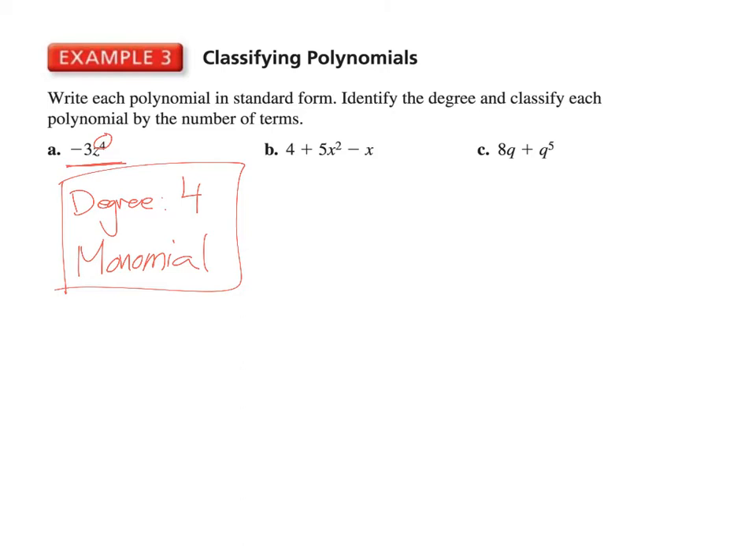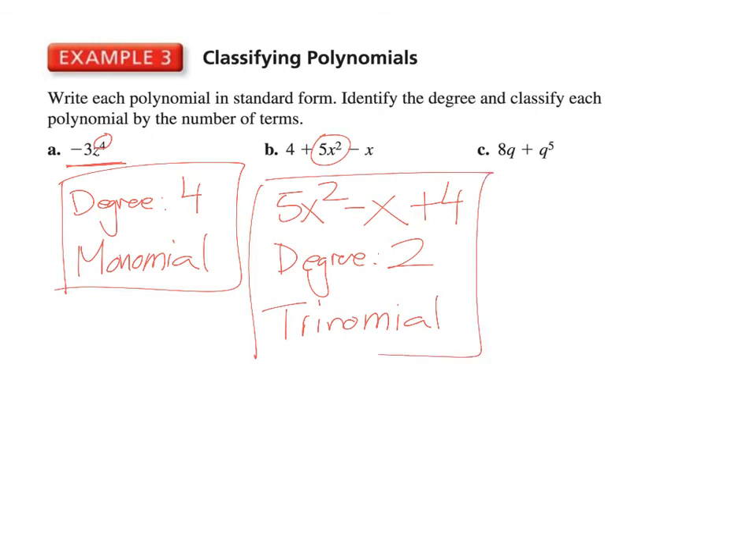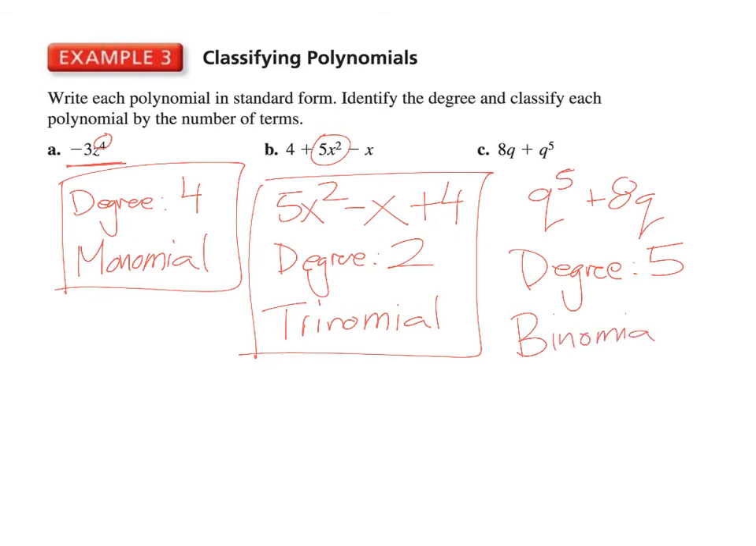The next one, we have to reorder it. So that would come first, highest power, and then the next highest power, and then the constant. And the degree is, what's the highest power? 2. And since there are 3 terms, it's a trinomial. Alrighty. And the last one, highest power first. And what's the degree? What's the highest power? 5. And then we have a binomial. All right, that's all there is to these.